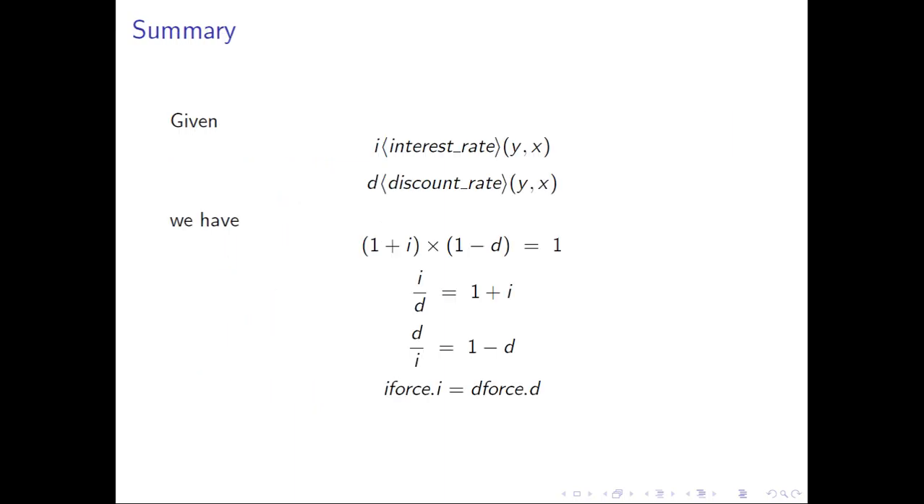All right. So what have we learned? Well, if i and d are interest rate and discount rate for a given situation, then we have 1 plus i times 1 minus d is equal to 1. The interest factor multiplied by the discount factor is equal to 1. And that i over d is equal to 1 plus i. Remember, and d over i is equal to 1 minus d.